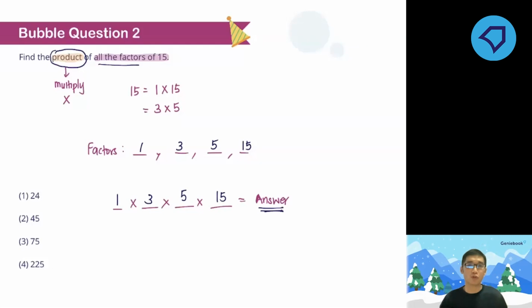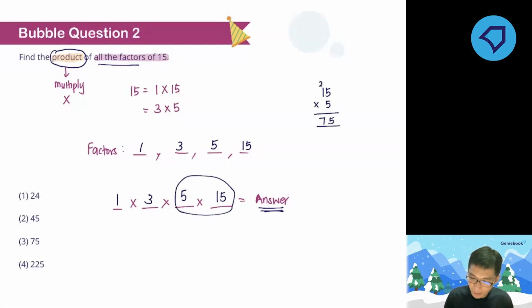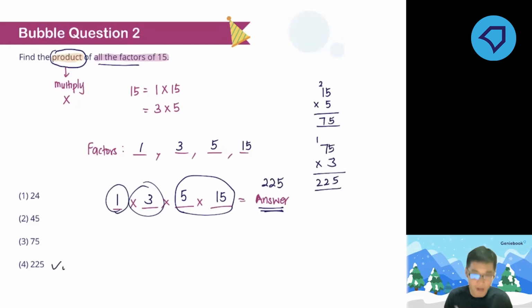Now I know you do not have a calculator with you and you're not allowed to use a calculator in P4. How do we do the multiplication? You can maybe start with 15. You can take 15 times 5 first. And I get 75. Then I take 75 times 3, and I'll get 225. And finally, 225 times 1. So the answer is 225.